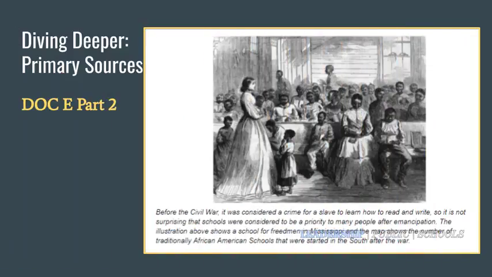Document E has a second part, which is a picture showing education of African Americans. The caption reads, "Before the Civil War, it was considered a crime for a slave to learn how to read and write. So it is not surprising that schools were considered to be a priority to many people after emancipation." The illustration above shows a school for freedmen in Mississippi, and the map shows the number of traditional African American schools that were started in the South after the Civil War.